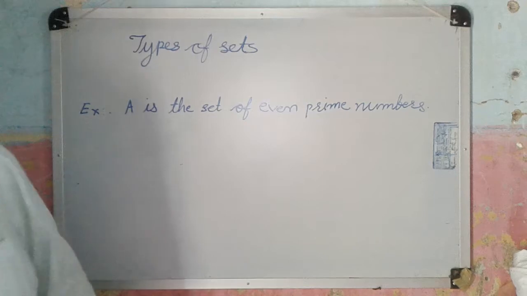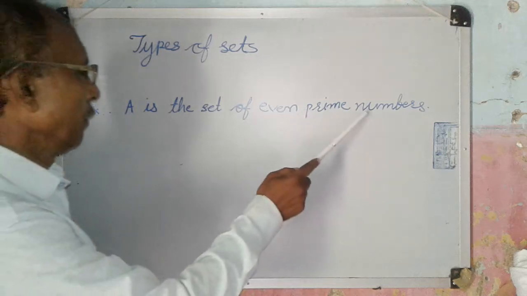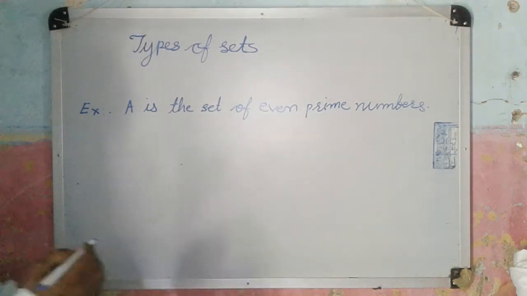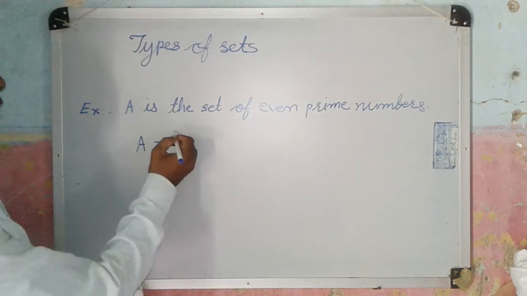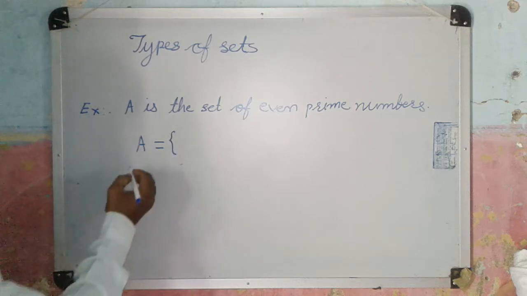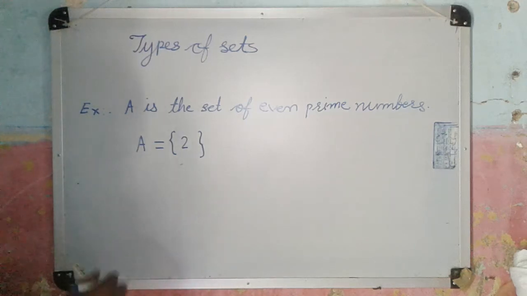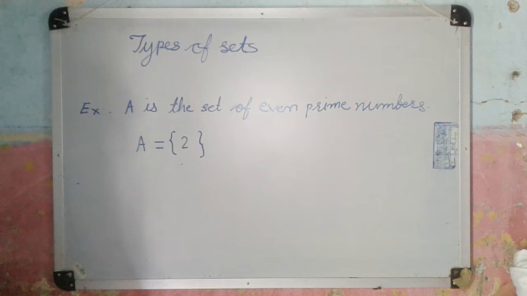Now, see this example. A is the set of even prime numbers. You know that there is only one even prime number. That prime number is 2. So this set can be written like this. That means in set A there is only one element, and such a type of set is known as a singleton set.